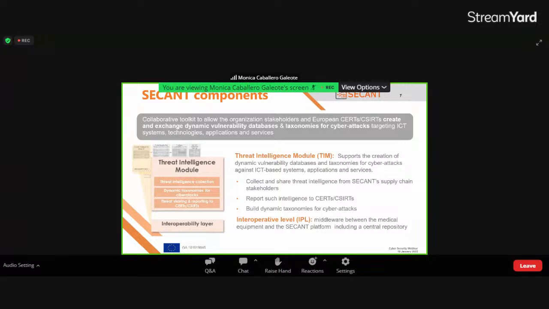The second model, as I introduced, is the interoperability layer that needs to act as a middleware between the medical equipment and the network and the platform, and it will also include a central repository for the platform as a whole.